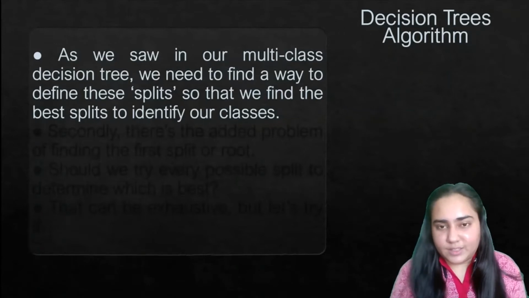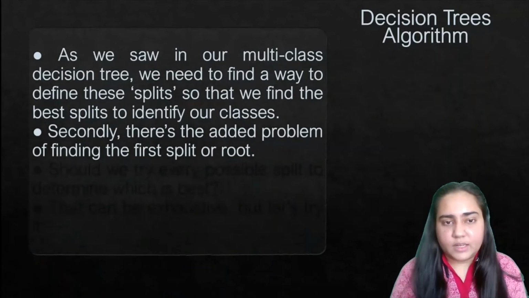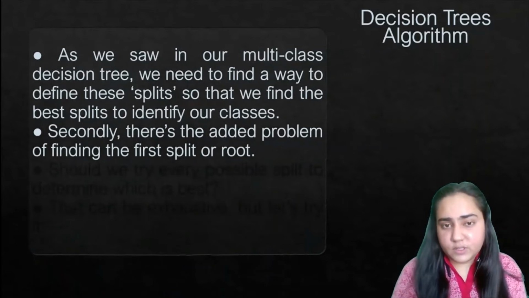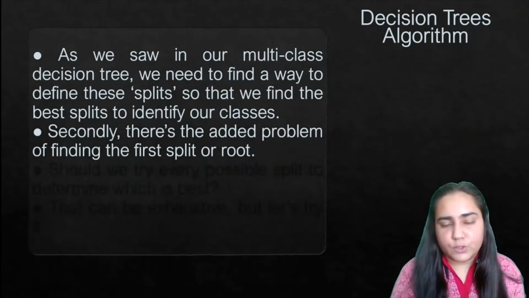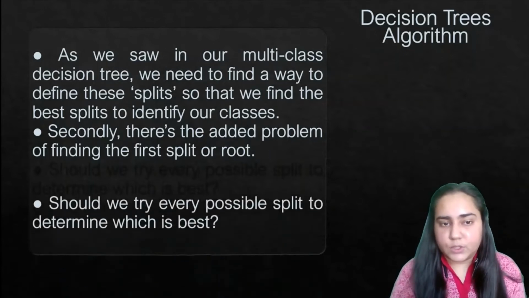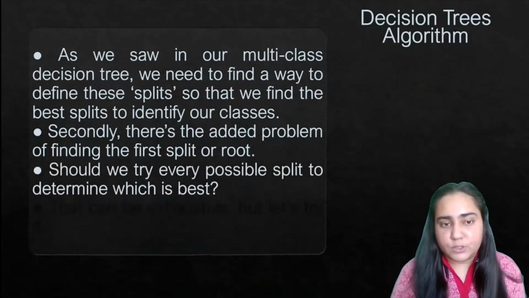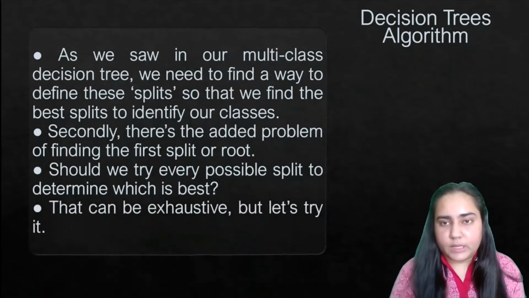Should you create that split so that the classes formed are correct? Secondly, there's the added problem of finding the first split or the root because you're just starting and you have all the data points. Where exactly do you make that first split? Should we try every possible split to determine which is the best one? That can be exhaustive, but that's essentially what happens in a decision tree algorithm. You try each and every split, find the best one, and go with it.